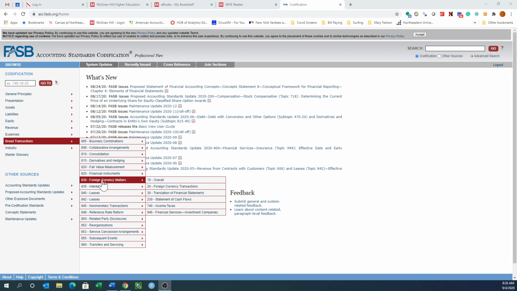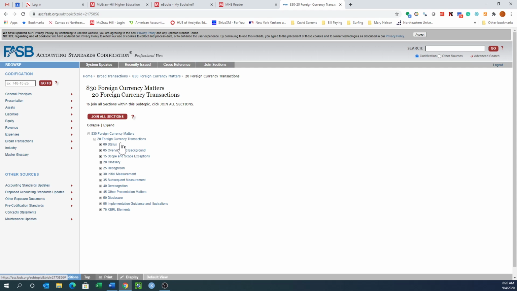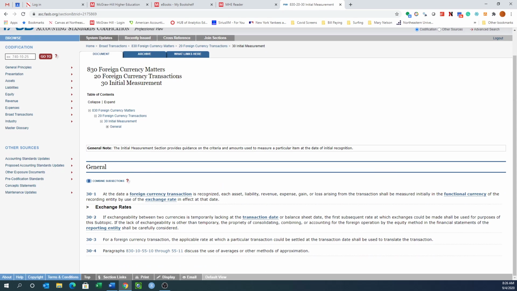Let's take a look at foreign currency transactions. We took a look at what was the recognition criterion. Let's look at the initial measurement, right? At the date the foreign currency transaction is recognized, each asset, liability, or loss arising from the transaction shall be measured in the foreign currency of the recording entity by use of the exchange rate in effect at that date. All right, so now we have to start thinking, well, what is an exchange rate?